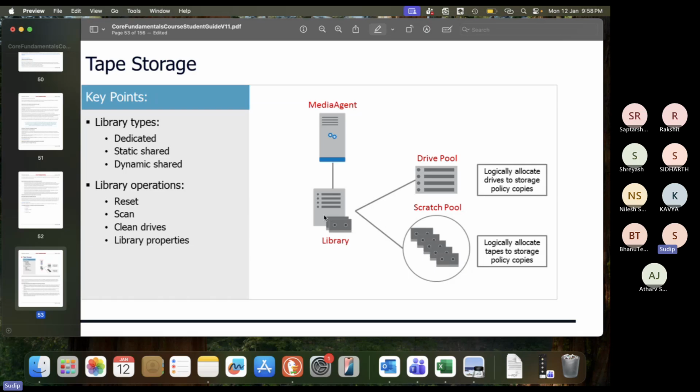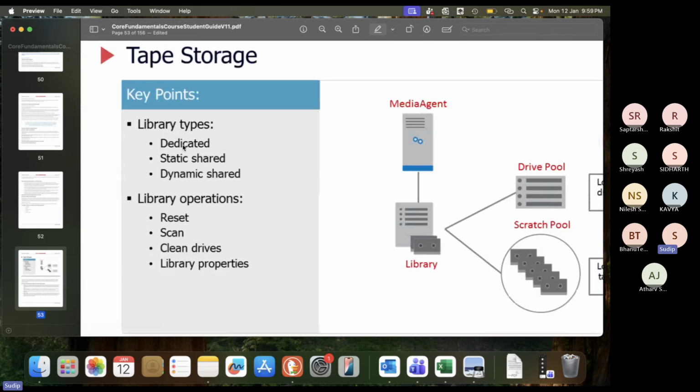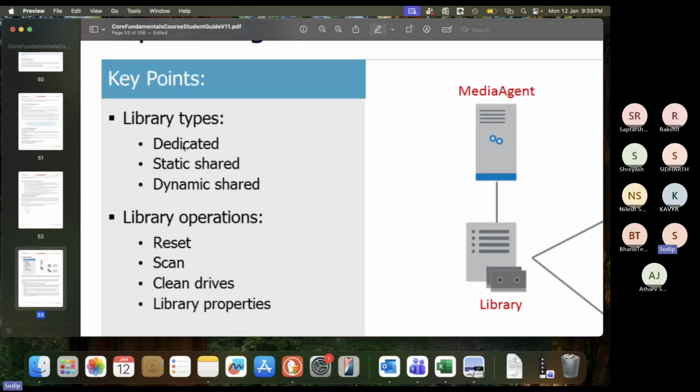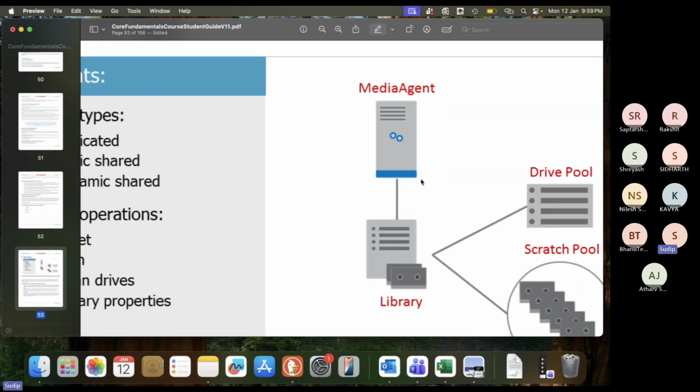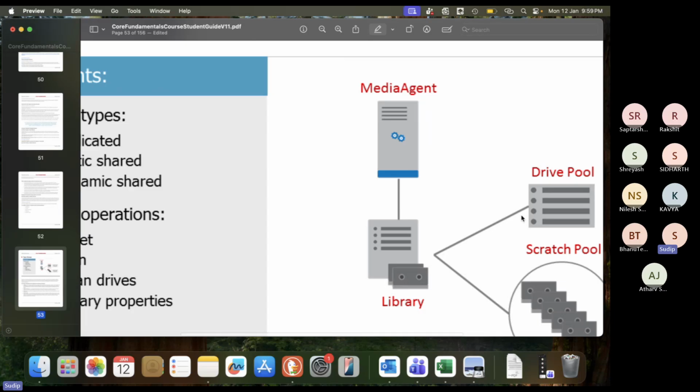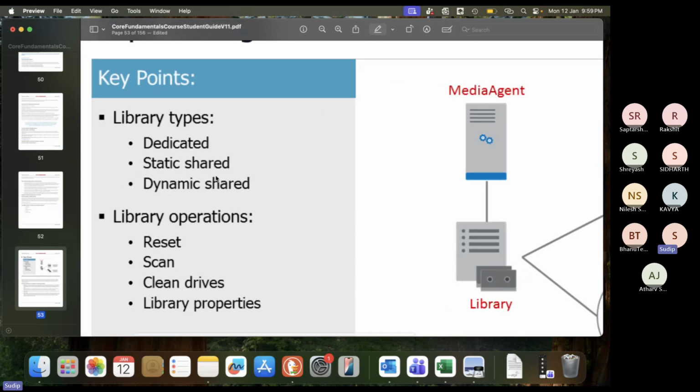You can attach multiple tape libraries to a single media agent, and you can have these kinds of configurations on the left hand side. You can have a dedicated tape library to a single media agent. You can have a static shared. Static shared means one tape library, you give two drives to one media agent, two drives to another media agent. That means two read write heads to one media agent, another two read write heads to another media agent, like that.